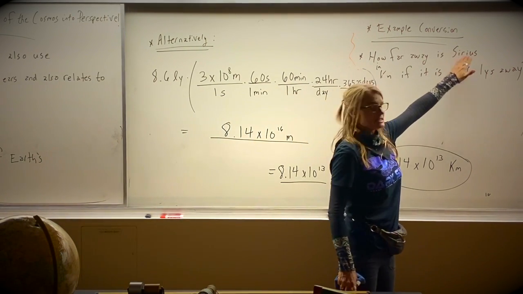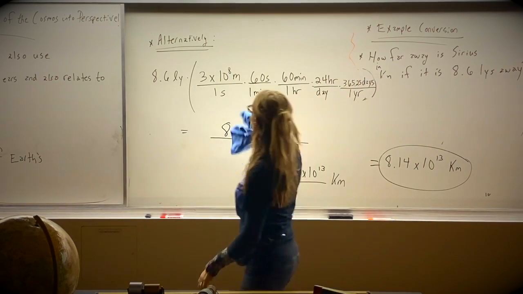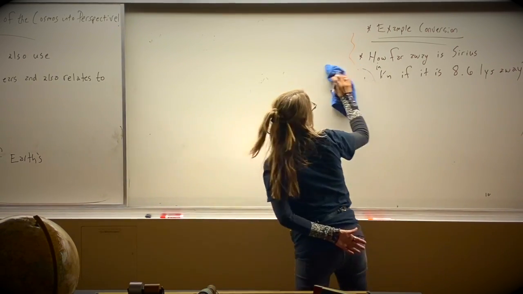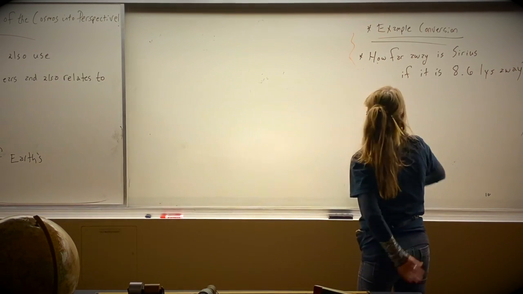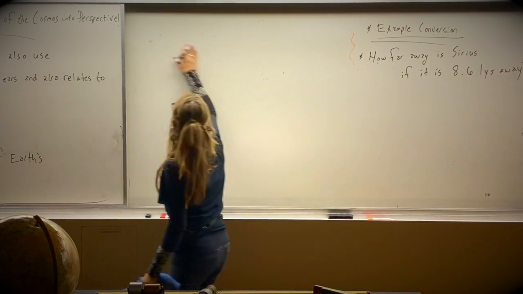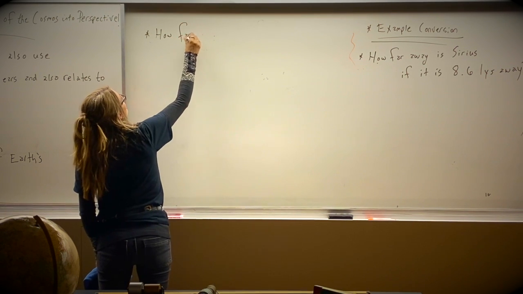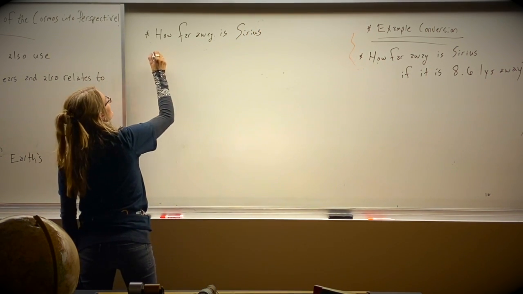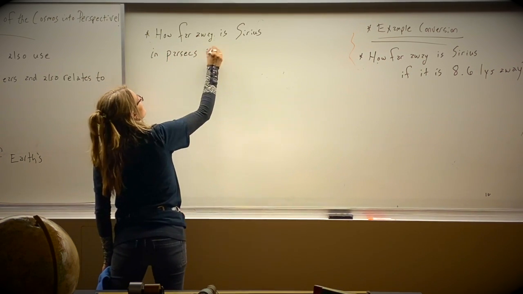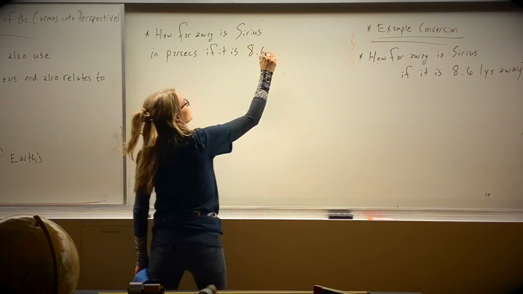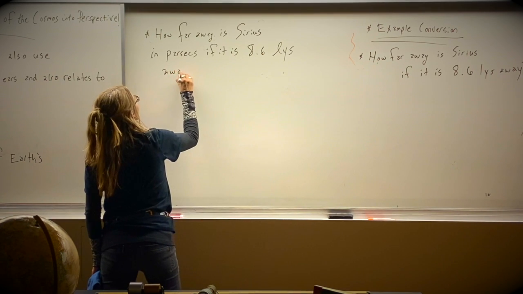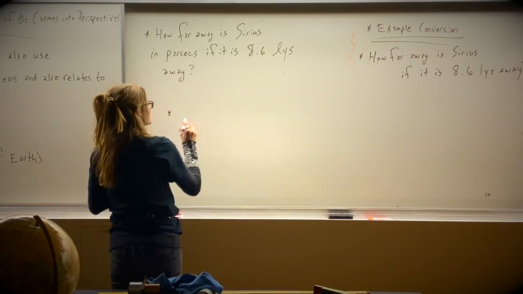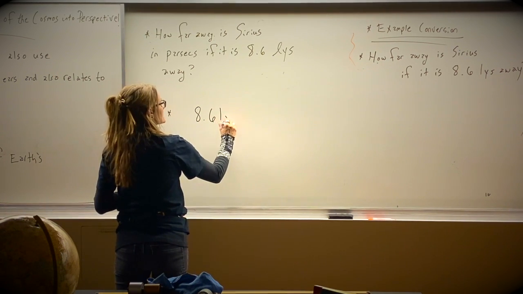Look at Sirius' distance, not in terms of light years, but in terms of parsecs. So how far away is Sirius, the dog star, in parsecs? So we know it's 8.6 light years away. Let's look at parsecs. So what we want to do is write down what we have. We have 8.6 light years.